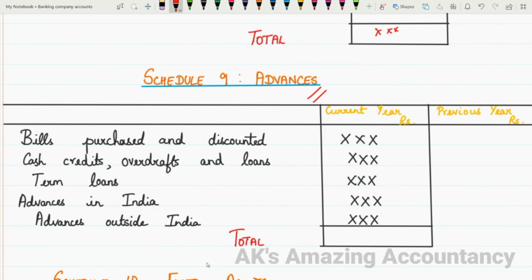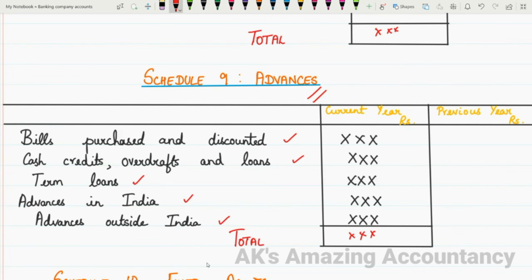So under advances, we'll be having the different forms of advances, loans and advances. Bills purchased and discounted will come here. Cash credits, overdrafts and loans will come. Term loans will come. Then advances in India will come. And if there are any advances outside India, that again will come under this heading. Now find out the total, which will be the total of advances.